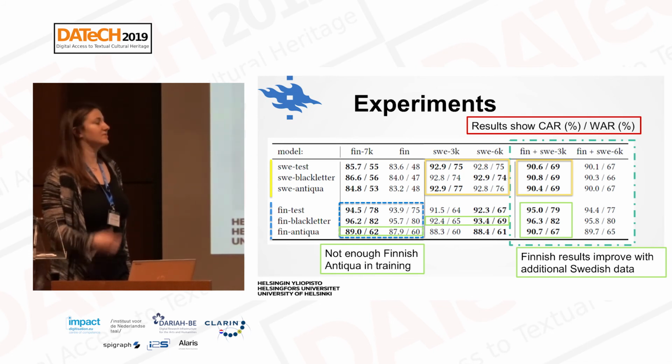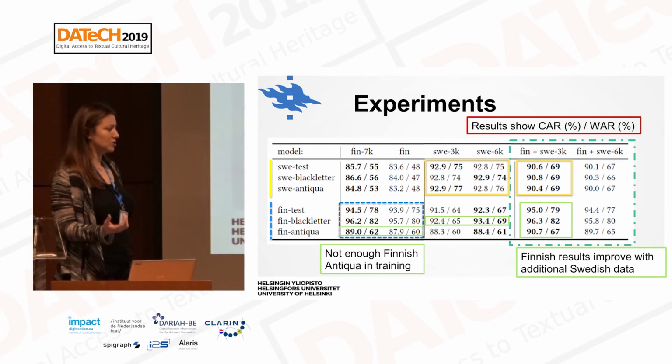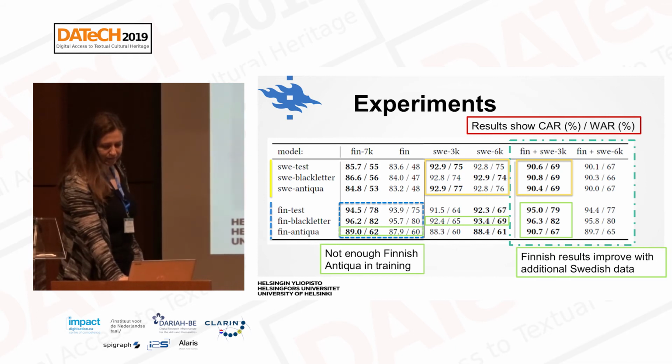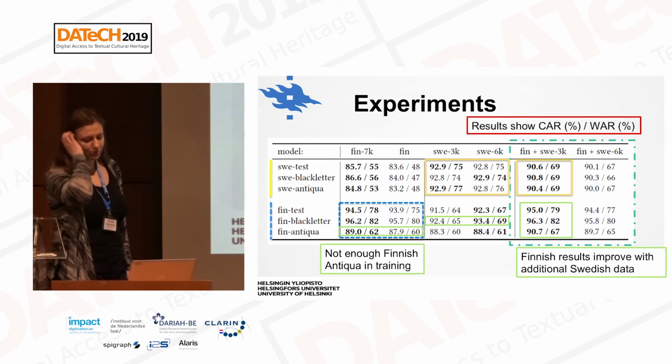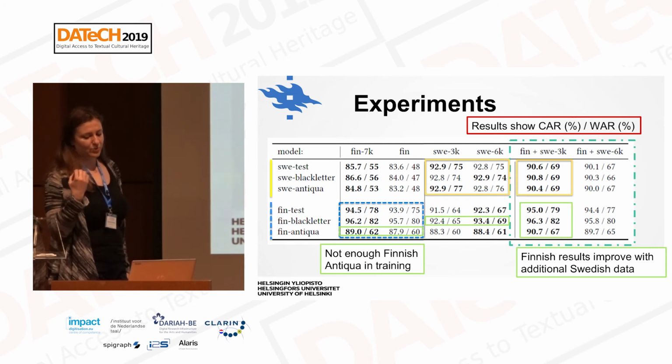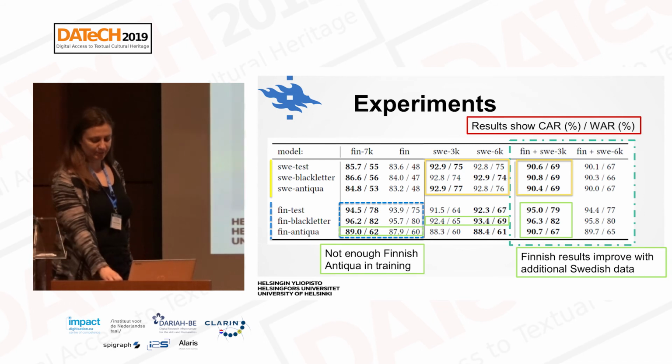So this was maybe a surprise at first, but it is kind of logical, because if you look at the results of Finnish Antiqua, so maybe I can show it here, they are the ones that actually improved. So by adding Swedish data, which has more Antiqua, that's the probable reason why Finnish Antiqua improves as well.